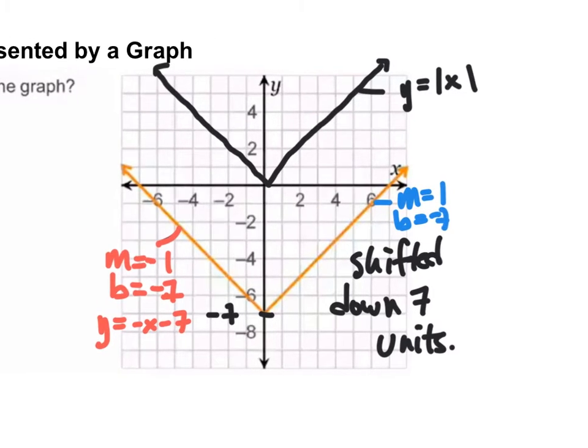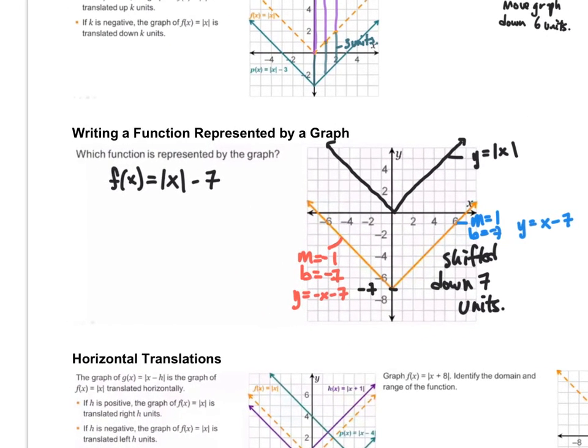So if I wanted to write the equation of this one, then I would write it as y equals x minus 7. Okay? But now we have to think about where these exist. And if I wanted to write this function, instead of writing it as an absolute value, you can write it as a piecewise.